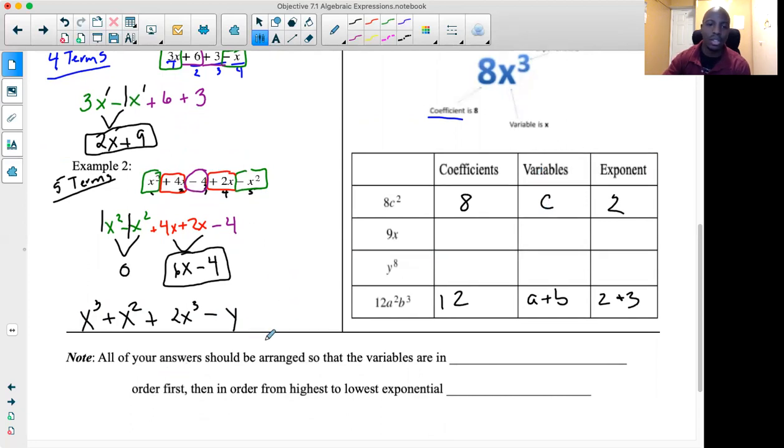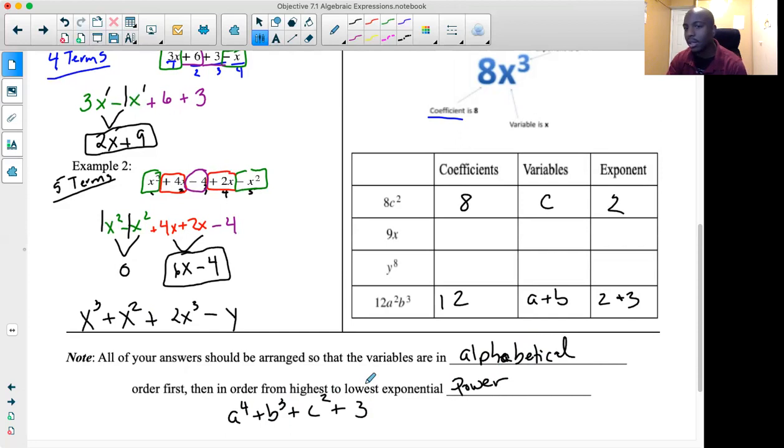You want to make sure your answers are arranged so that the variables are in alphabetical order. Now, the exponents should be from the highest to lowest exponential power, right? So what do I mean by this? You would have it something like this: a to the fourth plus b to the third plus c to the second plus 3, okay, with the constant on its own, all right? You would do something like this, okay?